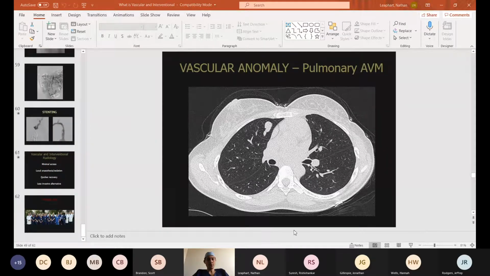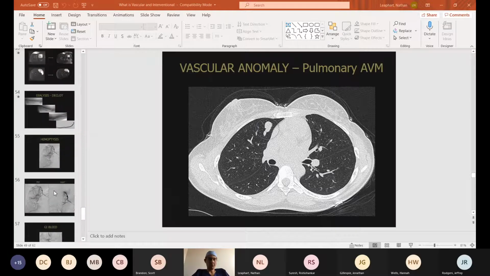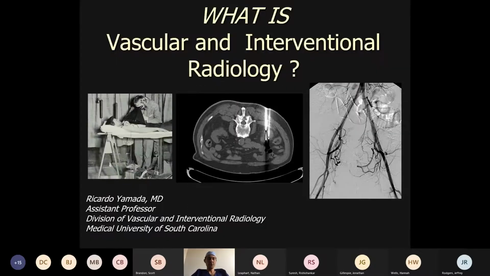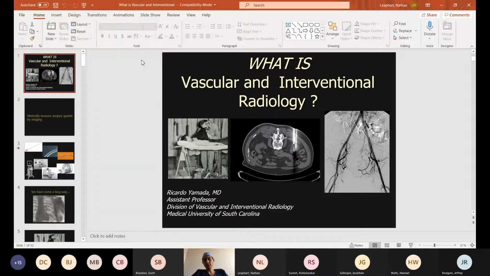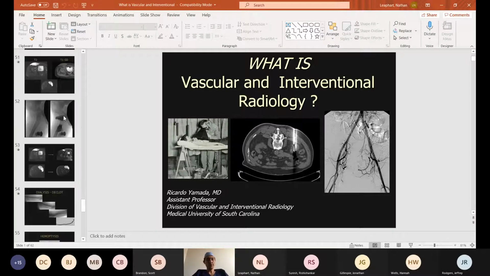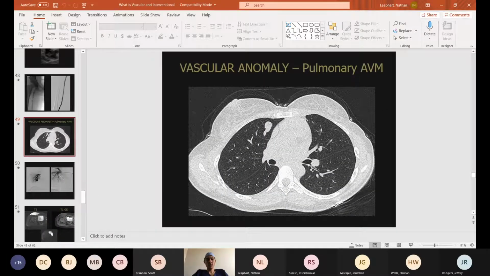All right, I'm going to talk only about this next case, and then I'm going to open for questions, because I think we're running out of time. Just to finalize, this is a subgroup of patients who have what we call a vascular anomaly, and this one in particular was a patient with a pulmonary AVM. It's a malformation with an abnormal connection between the pulmonary artery and the pulmonary vein.